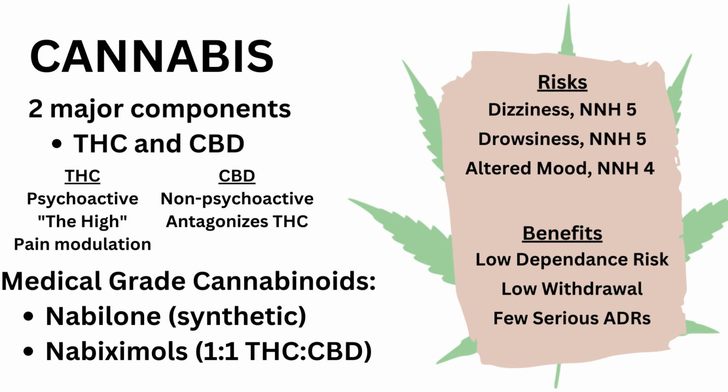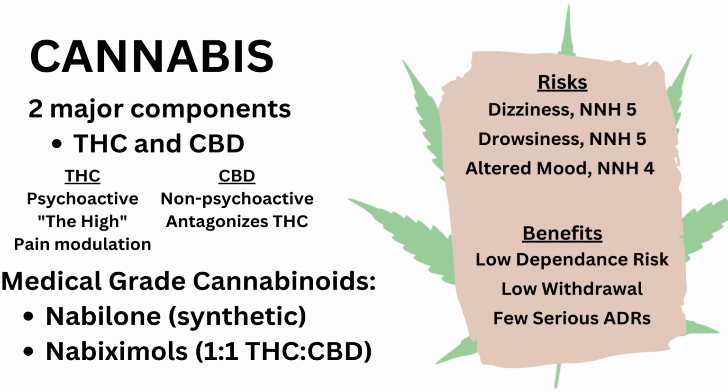So THC is the psychoactive ingredient in cannabis and is responsible for the high. It also plays a role in pain modulation as well. CBD is non-psychoactive in nature and also plays a role in pain modulation. However, importantly, it also helps to antagonize THC, meaning it can reduce the psychoactive effects that THC produces. In terms of medical grade cannabinoids that we have available today, we specifically have Nabilone, which is a synthetic cannabinoid, and we also have nabiximols, which is a 1-to-1 ratio of THC to CBD.